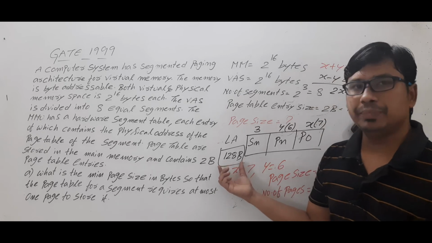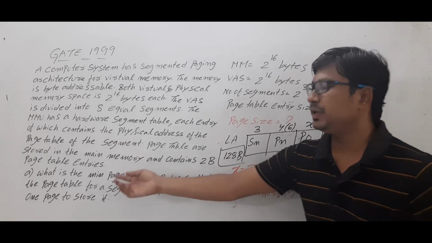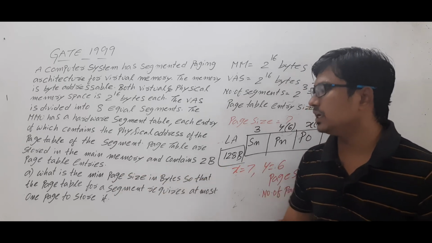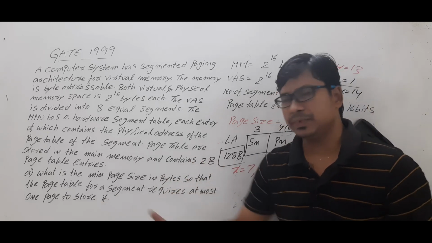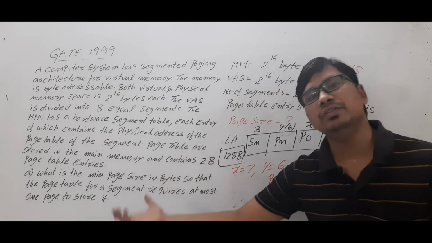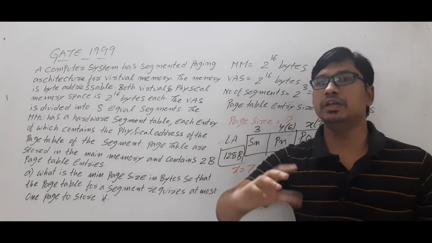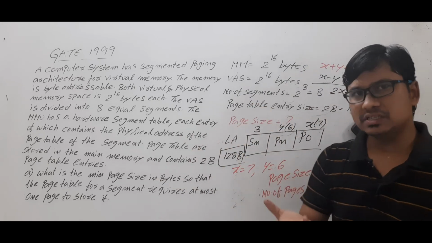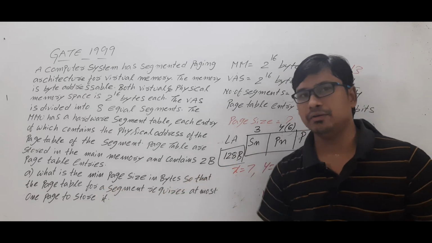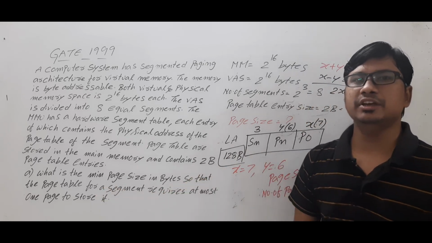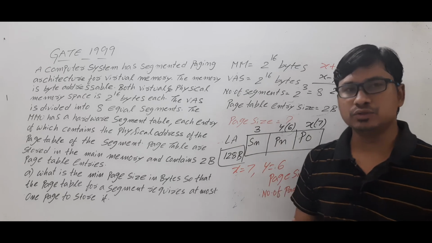This should be the page size so that the page table of a segment will be stored in one of the pages. One of the pages is nothing but one of the frames in the main memory. Usually the page table will be stored in one of the frames of the main memory, because we know that page size will be equal to frame size. They have written it like this. I hope it is clear for you and you know how I have solved this question.